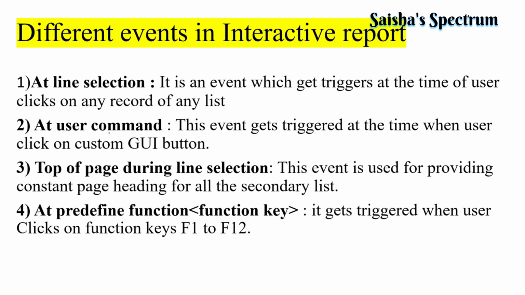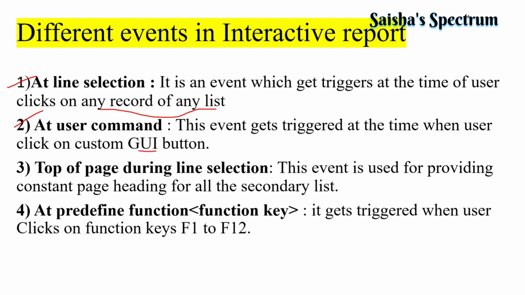Let us see different events in interactive report. First event is AT LINE-SELECTION. This event gets triggered when a user clicks on any record on any list. AT USER-COMMAND: this event gets triggered when user clicks on a custom GUI button.